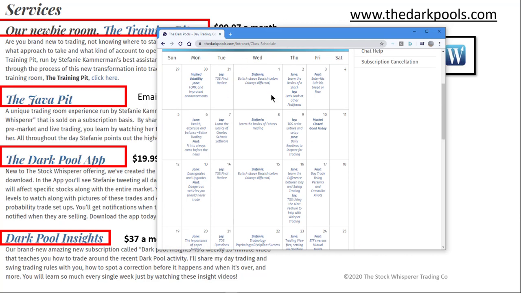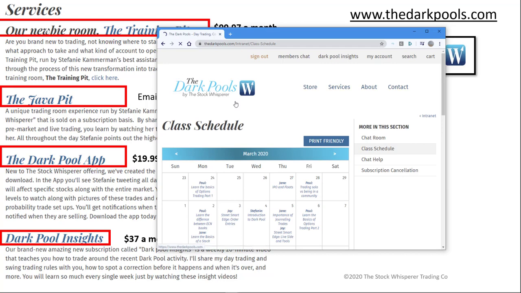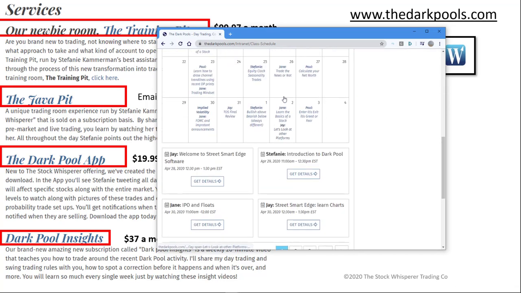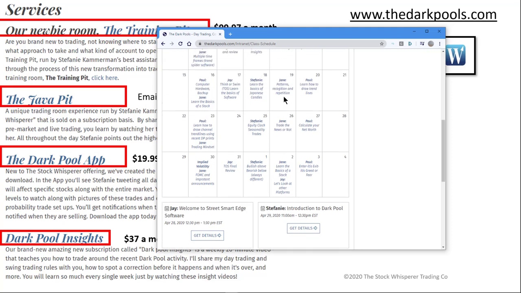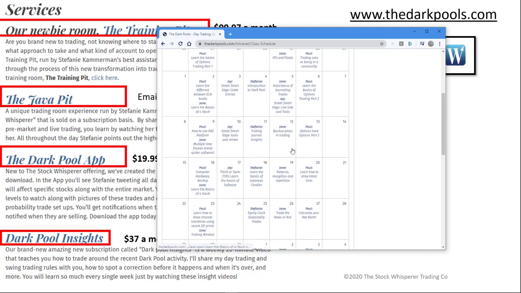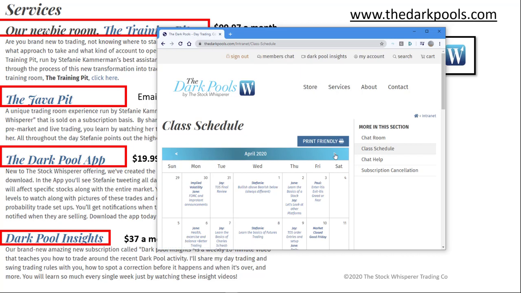So tomorrow, I have to go back. My bad. Right here. Tomorrow I'm doing, wait a second, that's wrong. I'm doing the dark pool tomorrow. Yeah, here, April 29th, tomorrow: Introduction to the dark pool. That's a really good one. You definitely want to come in for that. Oh, that's March. Sorry, I was in the wrong month.